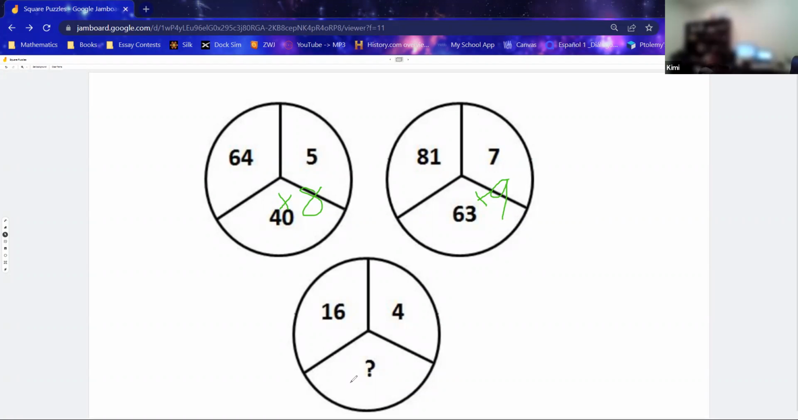10 squared. Not quite. So 4 times 4 is 16. Well, it would be 16, right? Because 4 times 4 is 16. 4 squared is 16.